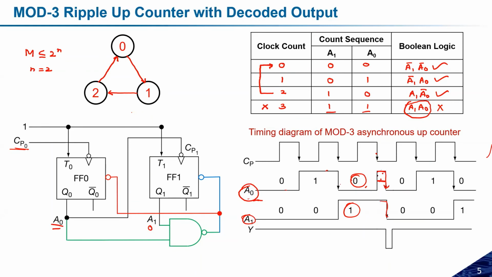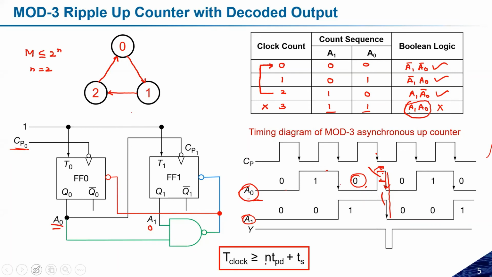In between, at this clock pulse, both A0 and A1 are high, so Y will become 0 for that period of time. If Y becomes 0, it will reset both the flip-flops, and again 0, 0 will come out. This is how it resets the outputs. So what does it mean? It means the total time delay required is N TPD plus TS. TS is the time period given over here.